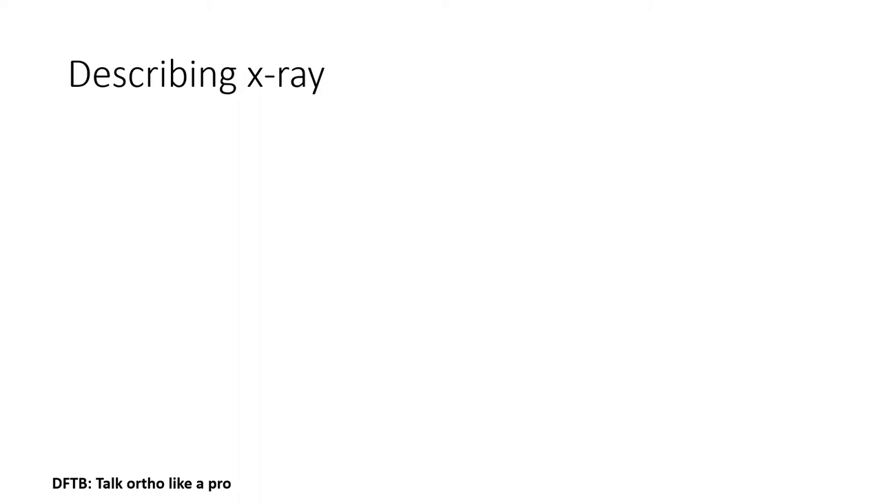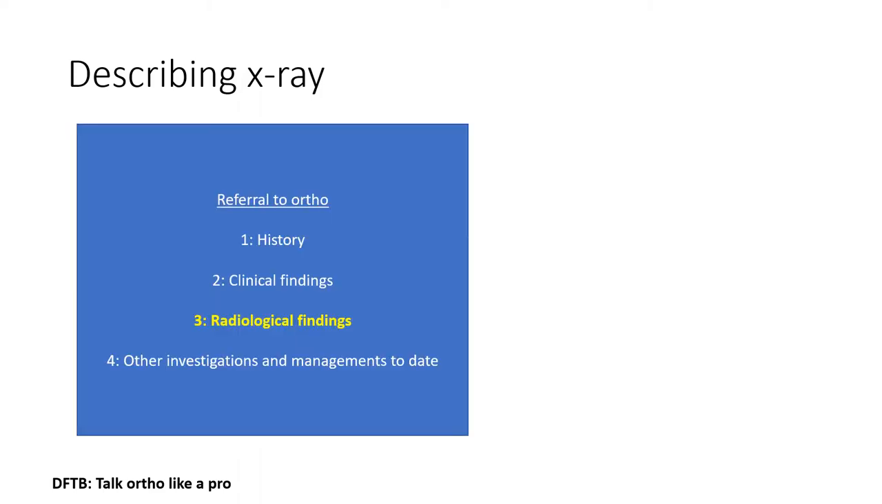Okay, so how do we describe the X-ray? Let's say we're doing the referral to orthopedic surgery. We'll of course do an SBAR history, talk about the clinical findings, then the radiological findings, and then maybe other investigations. But how are we going to describe the radiological findings? Well, when we're describing a fracture, we need to know the definition of it: any disruption of or break in continuity of the bone and cortex. And then there can be soft tissue injuries. Sometimes there are only soft tissue injuries, and then it's occult fractures, for instance in elbows.